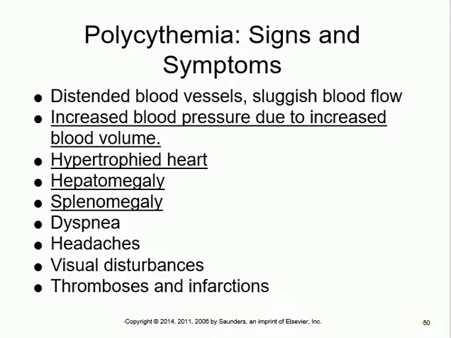Hypertension, this is one. Three organs will become bigger. The heart, because it's pumping more blood. The spleen, because it's breaking down more blood. The liver, which is hepatomegaly, because it's taking care of those extra red blood cells. And you will have other problems as well, like thrombosis, blood clots, and so on.